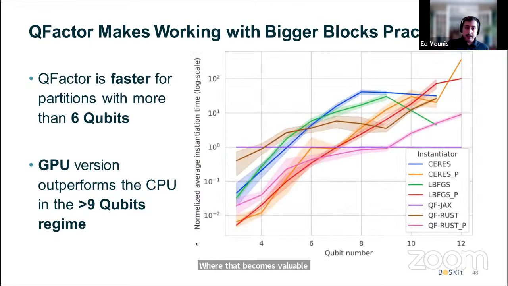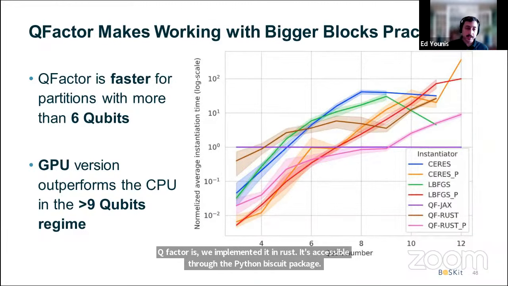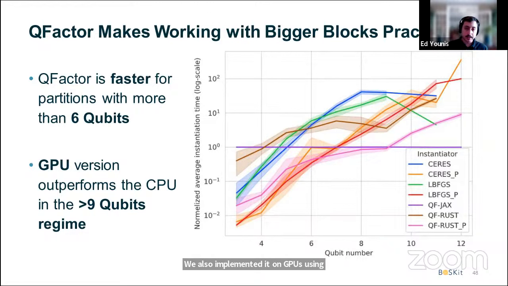So QFactor, we implemented it in Rust. It's accessible through the Python BQSKit package. We also implemented it on GPUs using JAX. This is a standalone package that you can get through our GitHub. It's also on PyPI. You can just do pip install of it and plug it into the BQSKit workflow. We find that QFactor is faster with partitions with more than 6 qubits, comparing it to the series methods and LBFGS methods that we've used priorly. And we still use these for small blocks. So QFactor makes working with bigger blocks more practical.